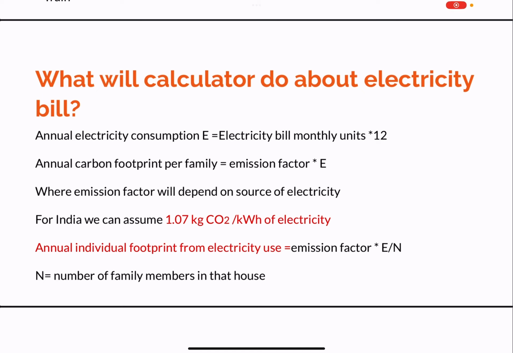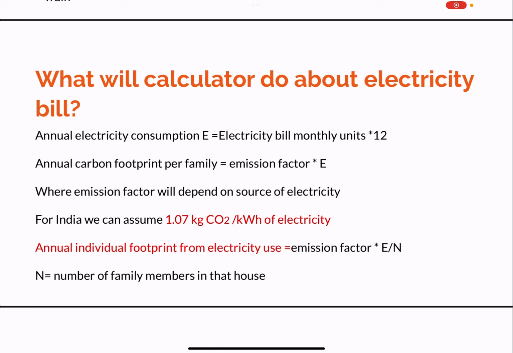Once you get an electricity bill, the monthly bill of the user, the calculator would multiply that with 12. Suppose 100 units of electricity are consumed by a user. So the calculator would multiply it with 12, so that it will give you the annual electricity consumption of that user.